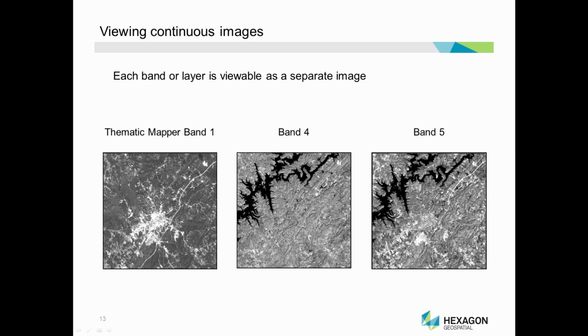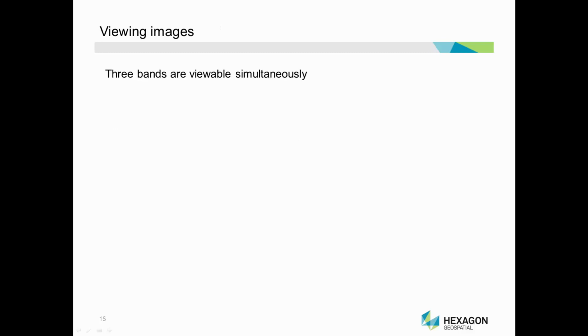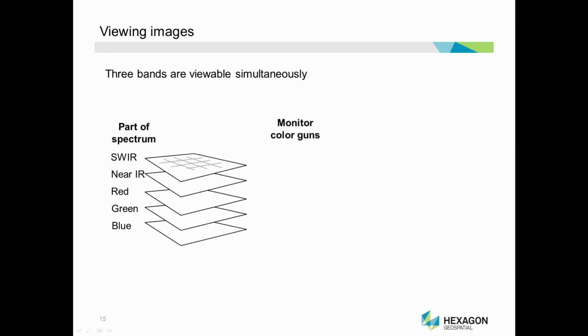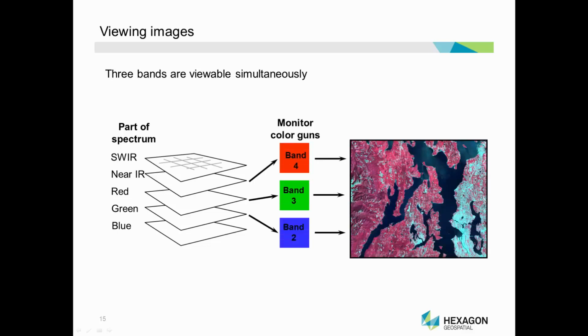Band 5, the shortwave infrared, again shows us something much different. We can see water features in urban areas, but differently than in band 1 and 4. We can also use the color guns in the viewer to load 3 bands simultaneously. This creates the colors we see in the viewer.